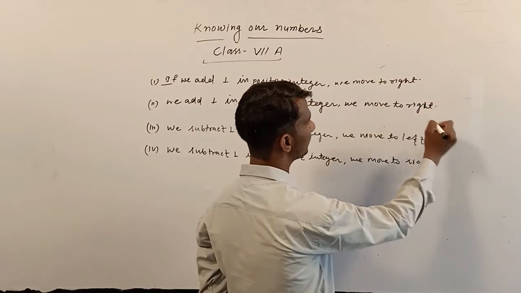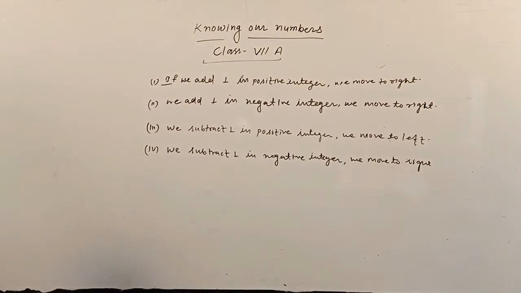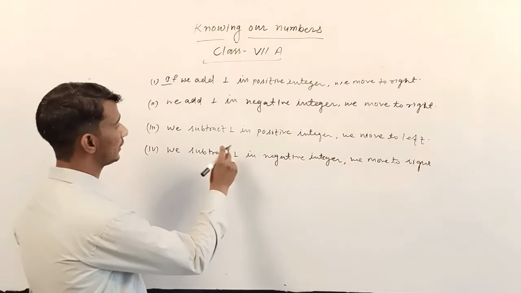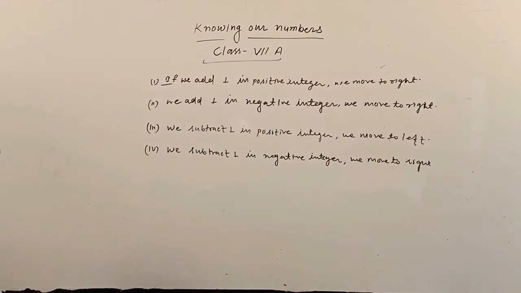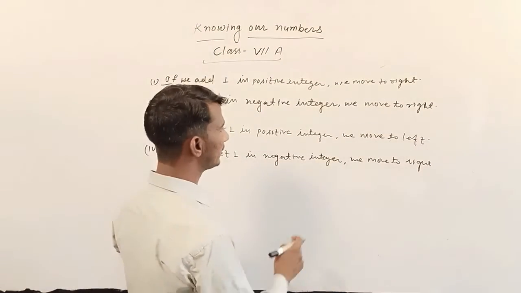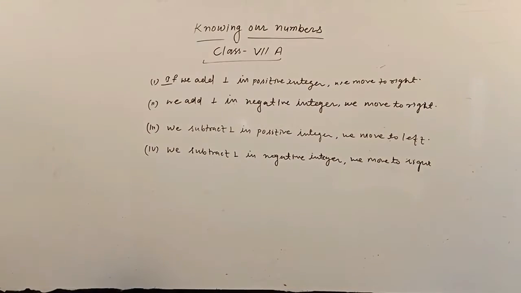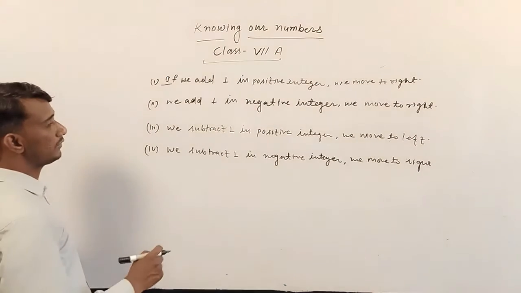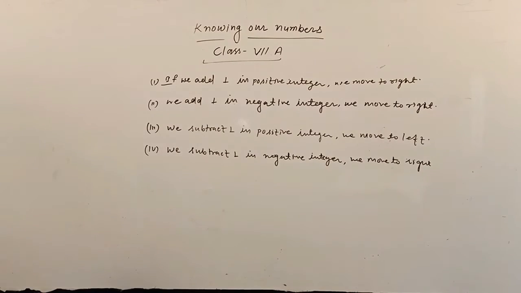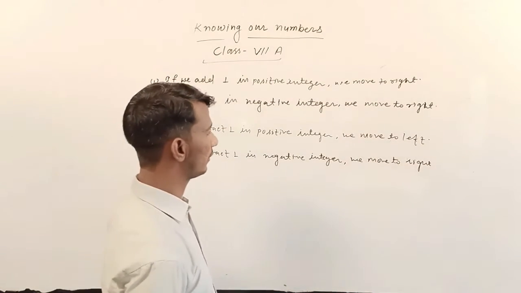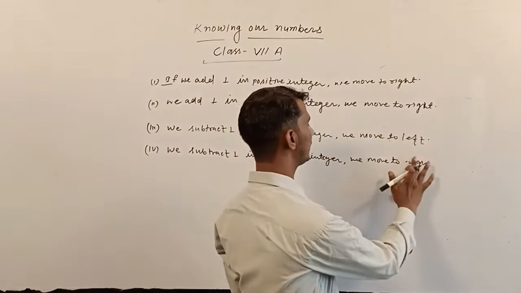Sorry for the disturbance. Okay, and if we subtract 1 from a positive integer, we move to the left side. This is correct. And if we subtract 1 from a negative integer, we move to right or left? I think left.